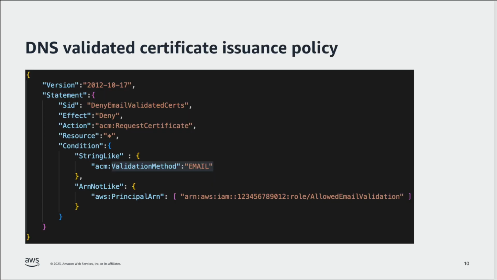Let us assume that you want to allow only DNS validated certificates, not email validated certificates, across your entire enterprise. You could create IAM policies in all of your accounts to deny the use of email validated certificates, but creating an SCP that denies the use of email validation across every account in your enterprise would be much more efficient and effective. However, if you want to prevent a single IAM role in one of your accounts from issuing email validated certificates, the IAM policy attached to that role would be the simplest, most granular method.